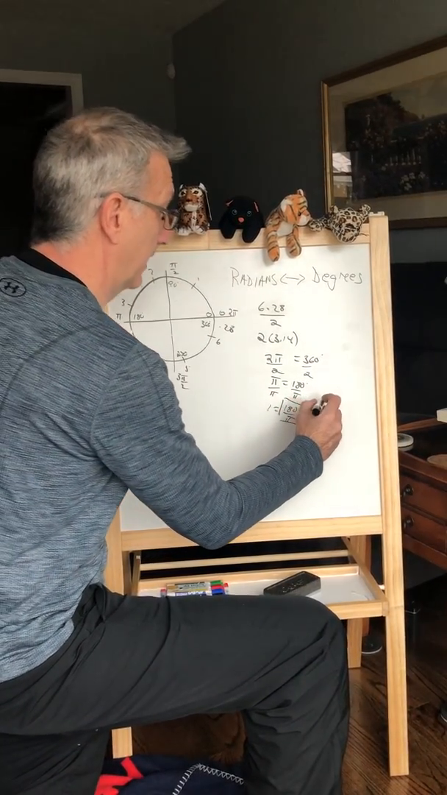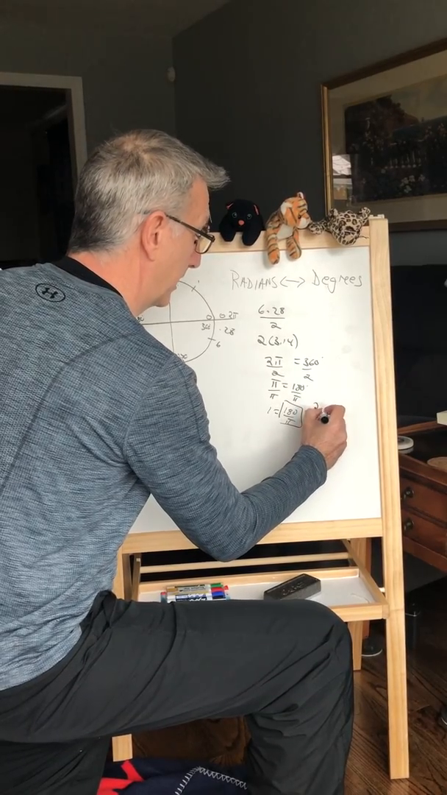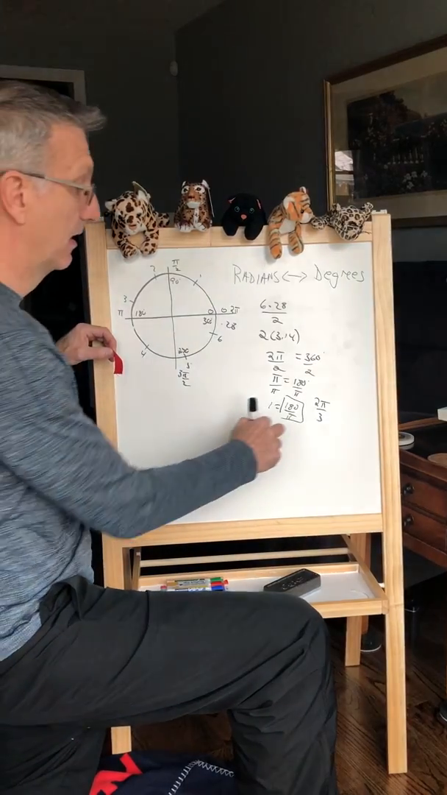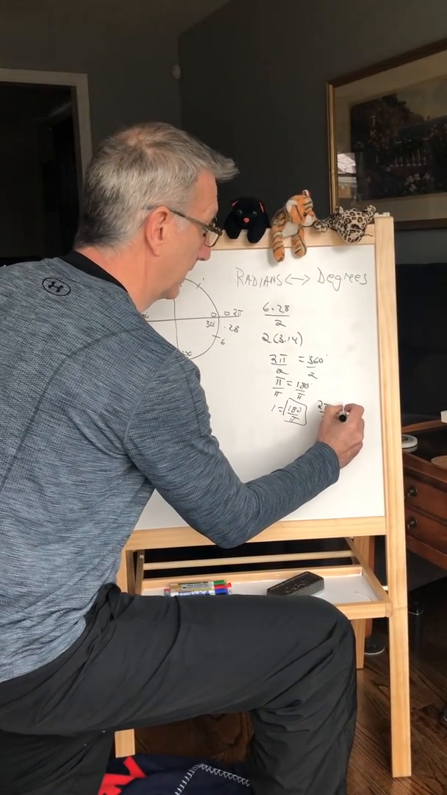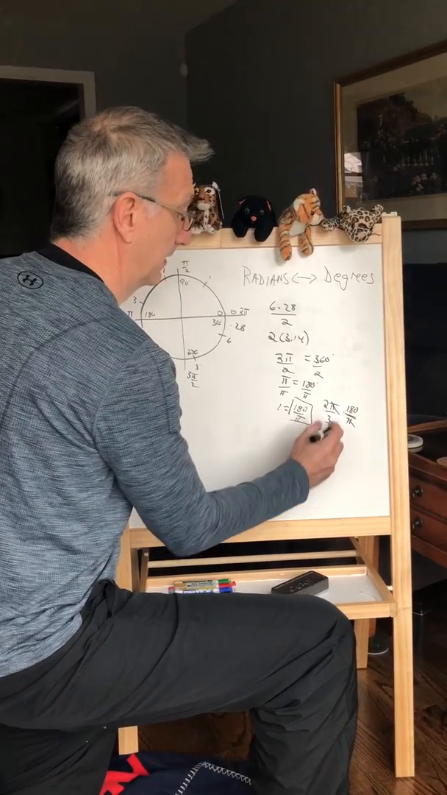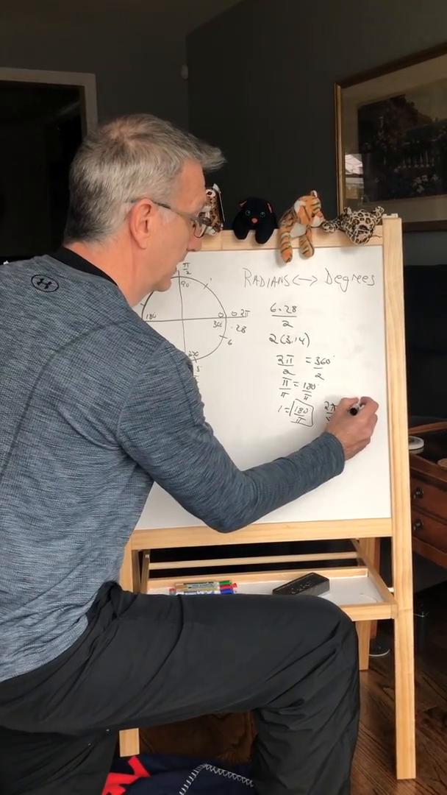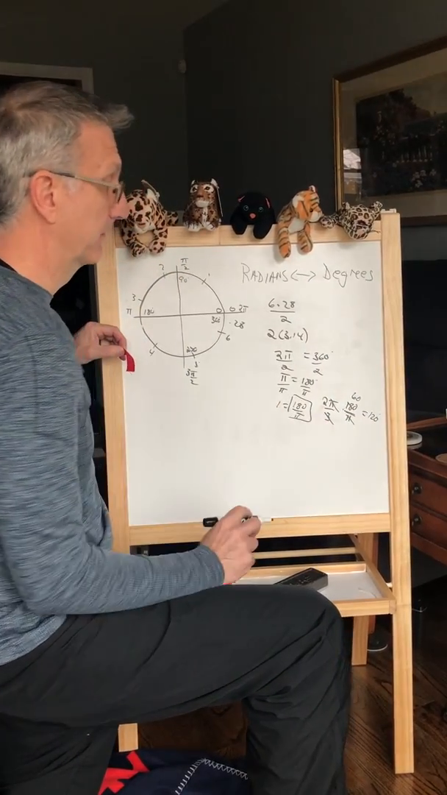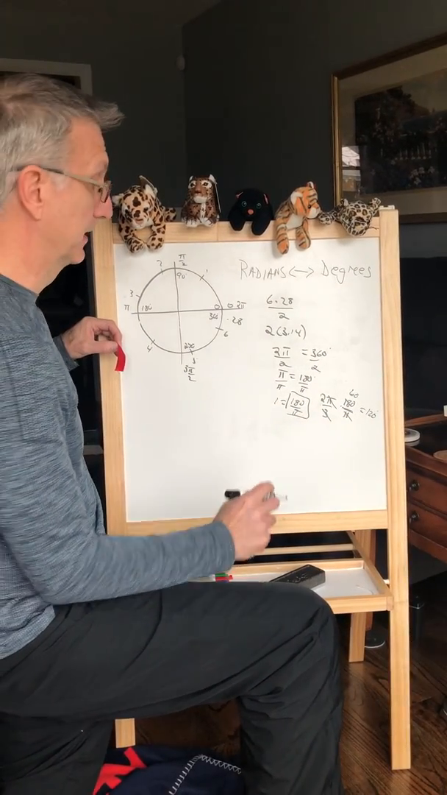So to do that, suppose I have 2 pi over 3 radians, and I want to say how many degrees is that? Well, I multiply it by 180 over pi. Okay, the pi's will cancel out. 3 goes into 180 60 times. 2 times 60 is 120 degrees. Okay, so that's how I convert radians to degrees.